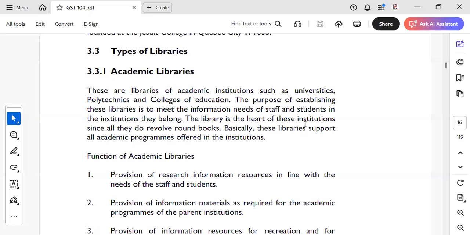So, what else? Okay. And then when they say a library that is the heart of the institution it belongs to, that is an academic library too.